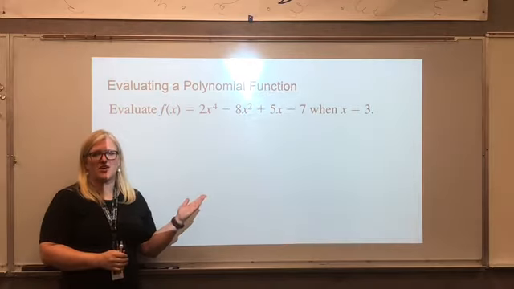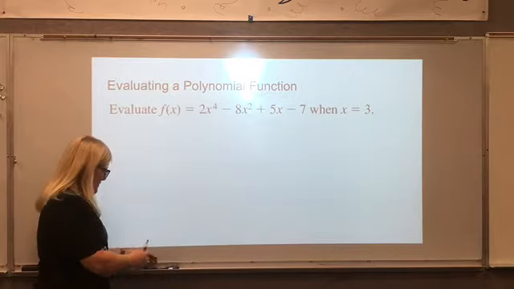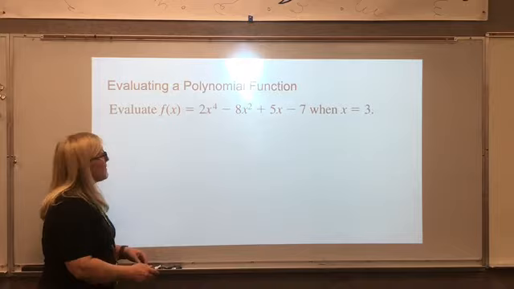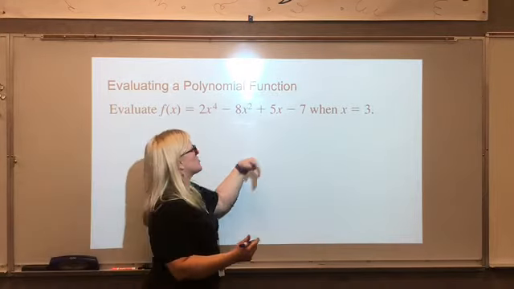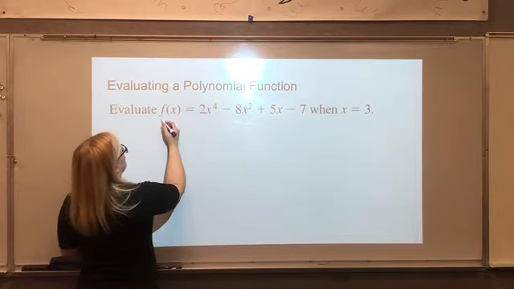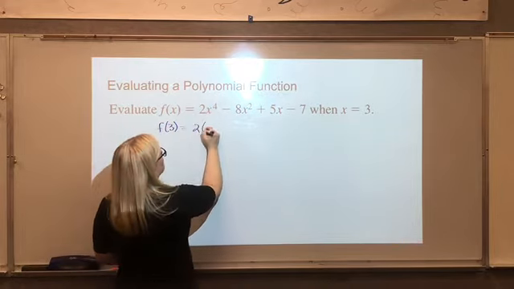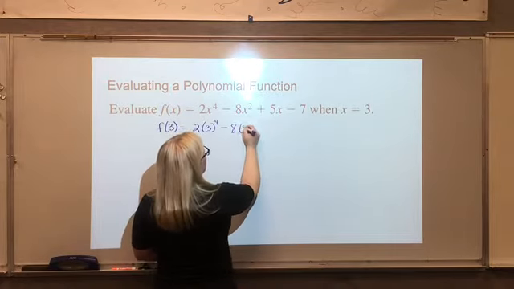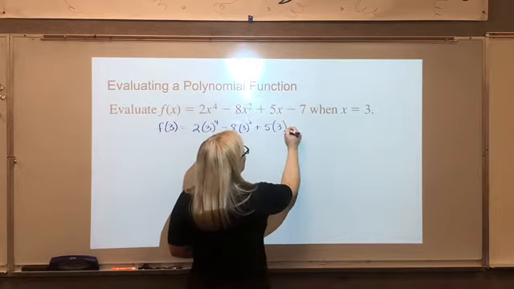Evaluating a polynomial function, this is nothing but plug and chug. Okay, so I'm evaluating this function when x is 3. So f of 3 is 2 times 3 to the 4th power minus 8 times 3 squared plus 5 times 3 minus 7.